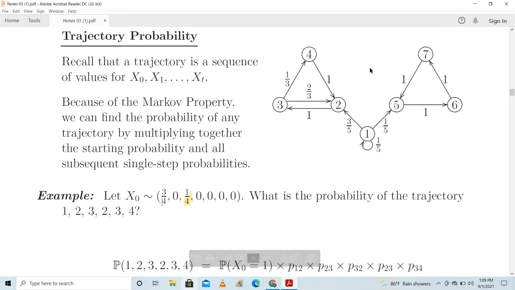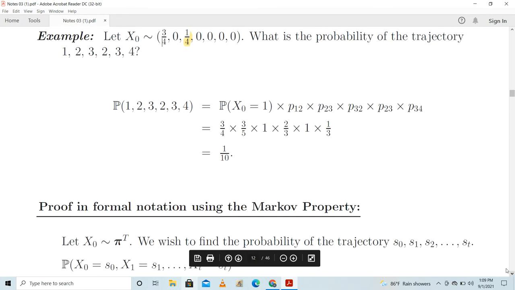If you look at P12, that is reaching state 2 from state 1. So the 1 to 2 probability is 3 over 5. Then the 2 to 3 probability is 1. The 3 to 2 probability is 2 over 3. Again, 2 to 3 is 1. Then 3 to 4 is 1 over 3. So these probabilities are given, and we can simply substitute them and find the probability of this trajectory.